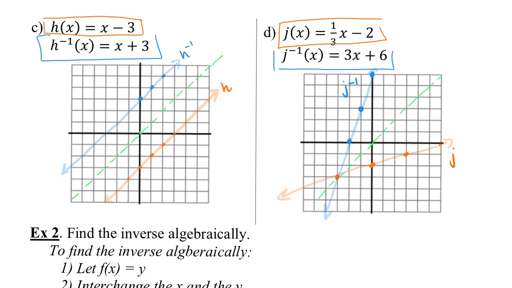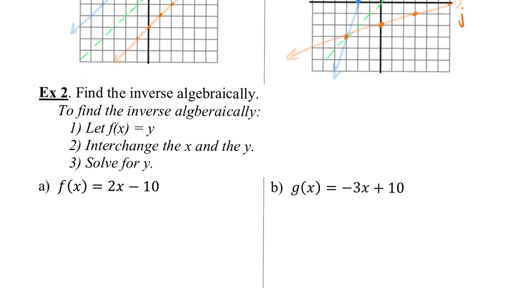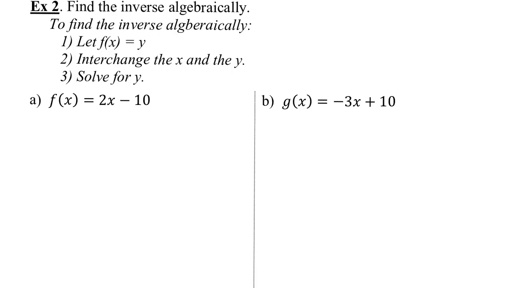Okay, last example. We're going to find the inverse ourselves. In the previous case, I gave you the function and the inverse. In this case, we're going to find the inverse ourselves. Okay, here's how you find the inverse algebraically. First thing, you let f of x equals y if there's function notation. Then I interchange the x and the y, and I solve for y, and that's going to be my inverse function.